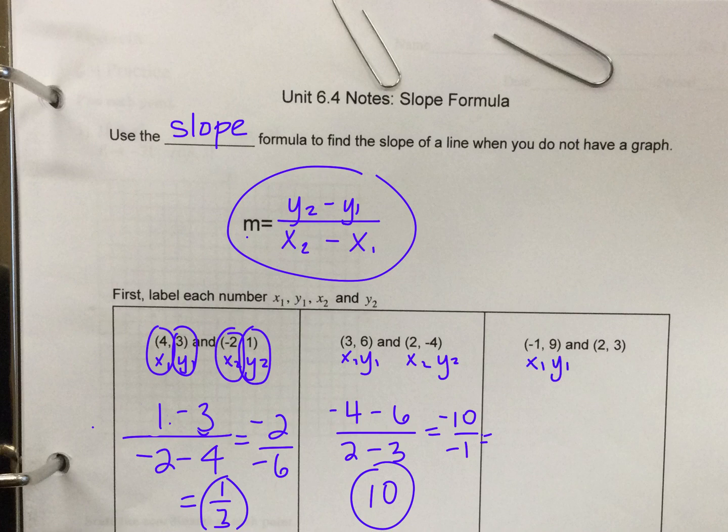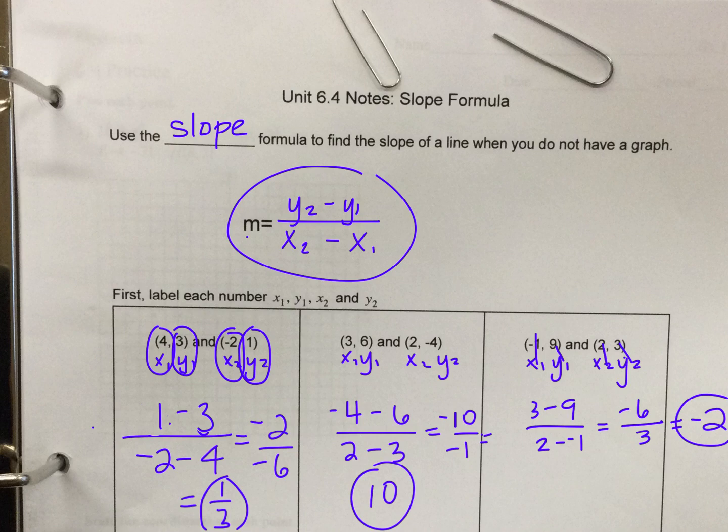x1, y1, x2, y2. y2, that's a 3, minus y1 is a 9, over x2 is a 2, minus x1 is a negative 1. 3 minus 9, negative 6 over 3, that equals negative 2.